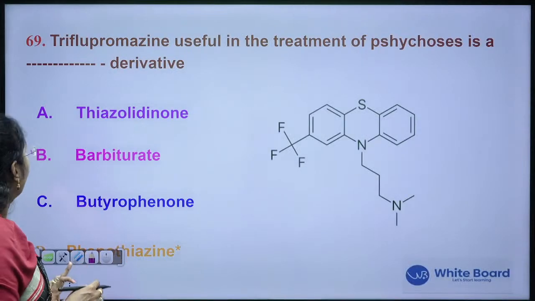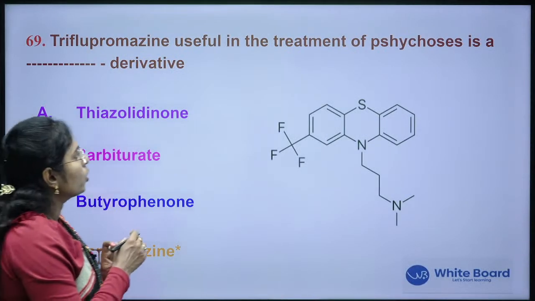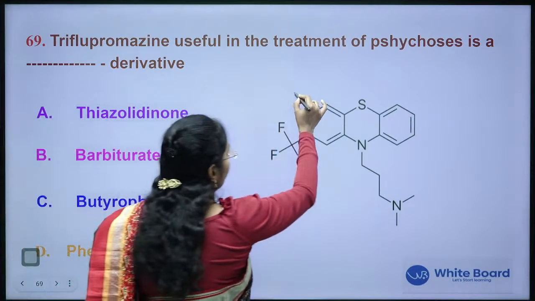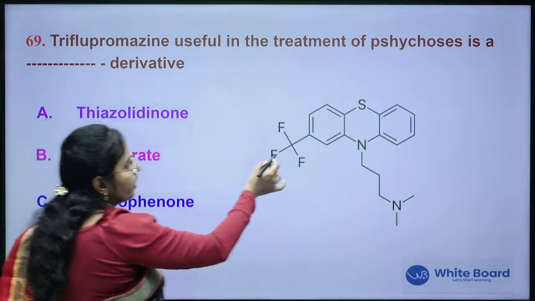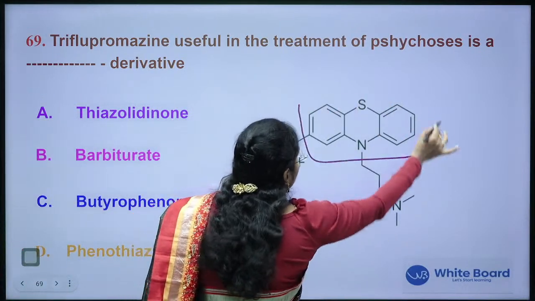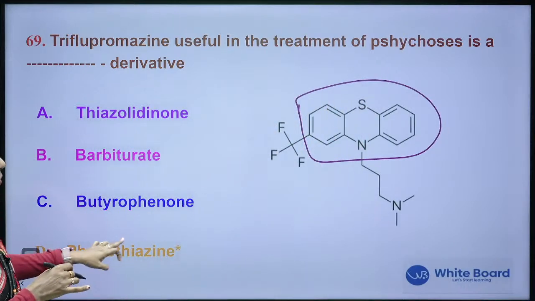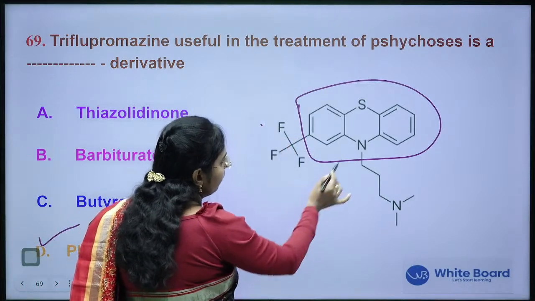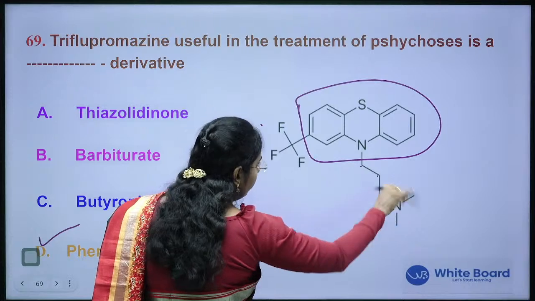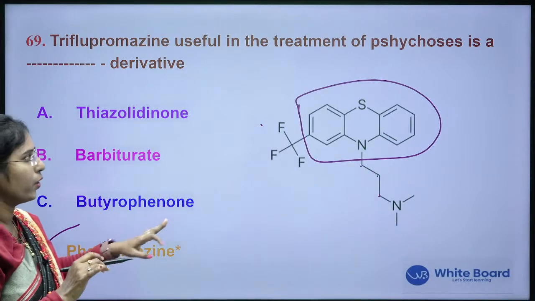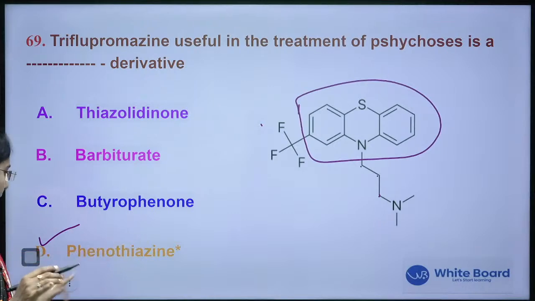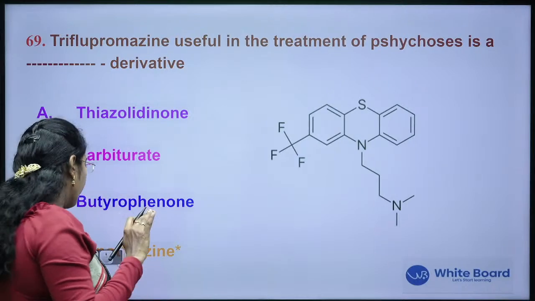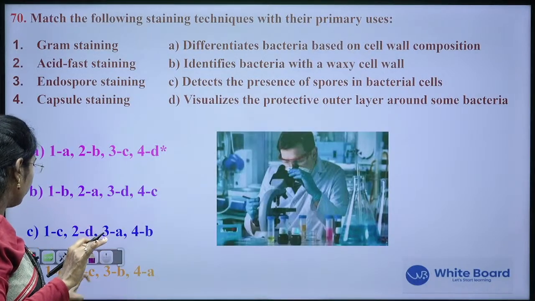Coming to the next question, triflupromazine is useful in the treatment of psychosis, is a dash derivative. Just now I have drawn this structure of triflupromazine. It is a phenothiazine structure, which consists of 3 fluorines with a propyl group and a dimethylamino group. So, the option is phenothiazine. You have to learn the structure also. Just combine both medicinal chemistry and pharmacology and then start preparing for this exam.